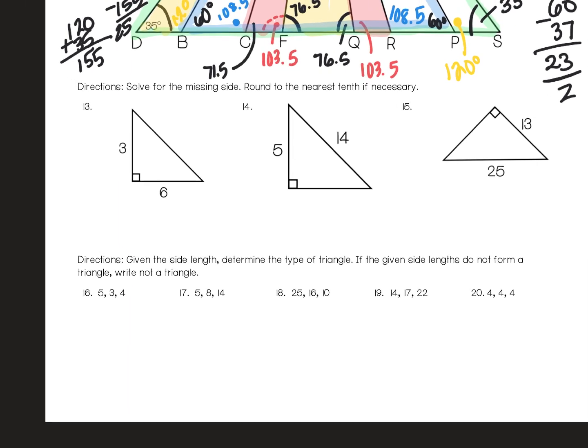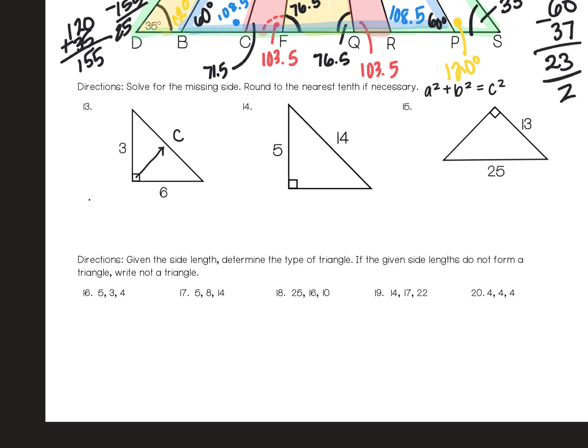The entire next section is Pythagorean theorem. So again, Pythagorean theorem is a squared plus b squared equals c squared. A and b can be interchanged and it's not really going to mess anything up, but c always has to be the side that's across from the right angle.